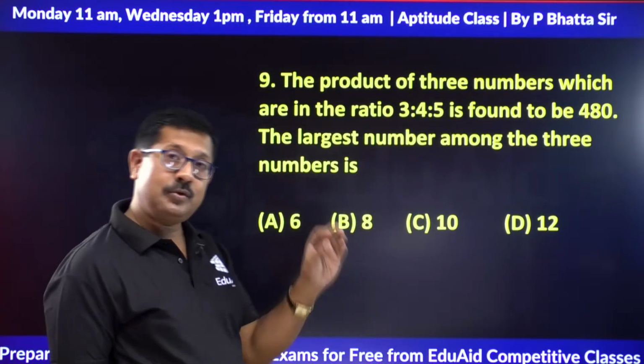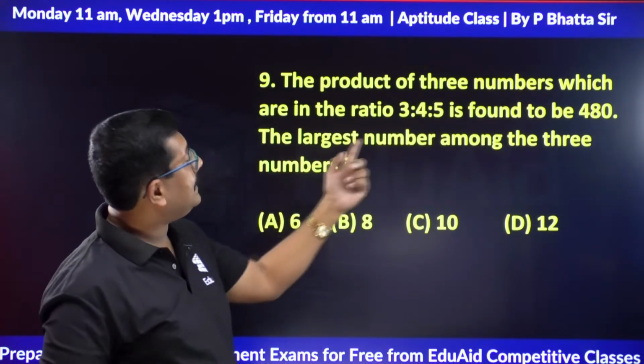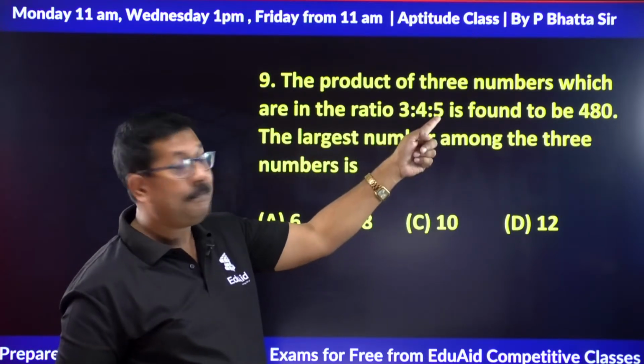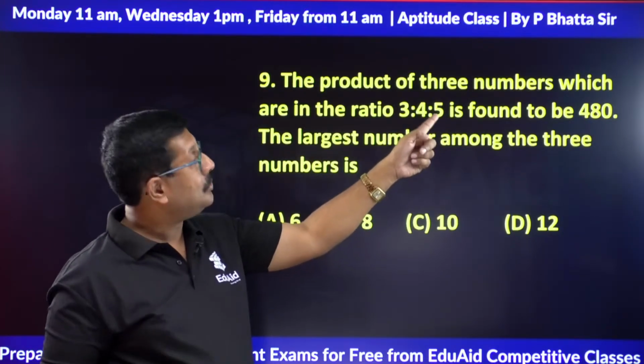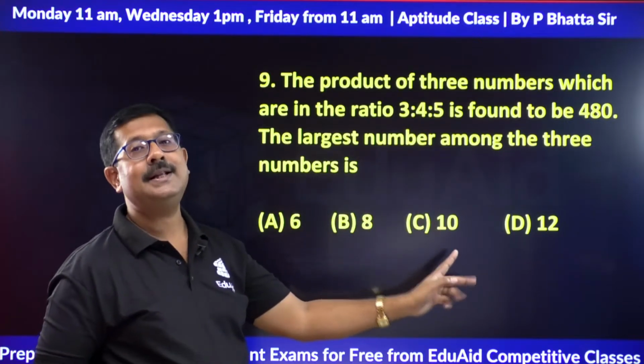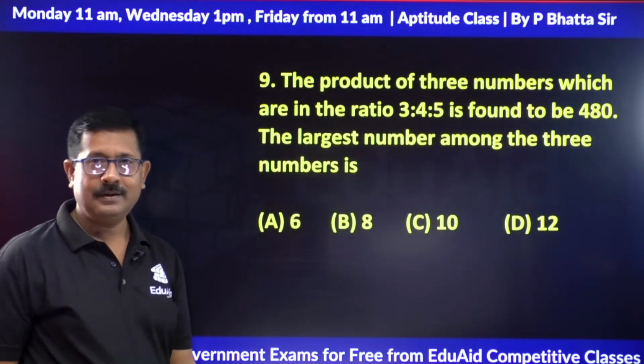10. After getting the actual value we can find what is asked. Now we need the largest number, so the 5 part is the largest. So what will the largest number be? 1 part is 2, so 5 parts is 10, so this is the largest number, hence solved.